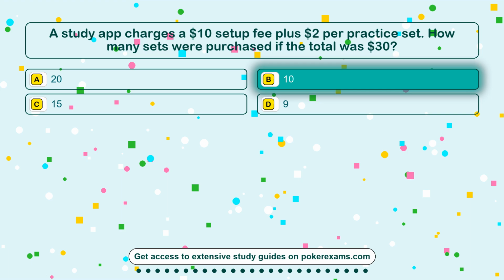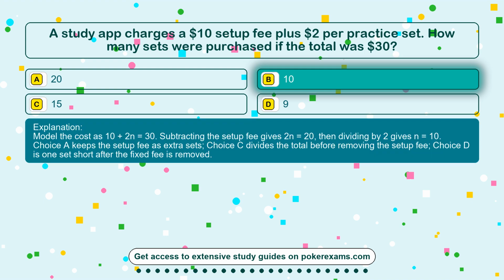The correct answer is option B, 10. Model the cost as 10 plus 2n equals 30. Subtracting the setup fee gives 2n equals 20, then dividing by 2 gives n equals 10.